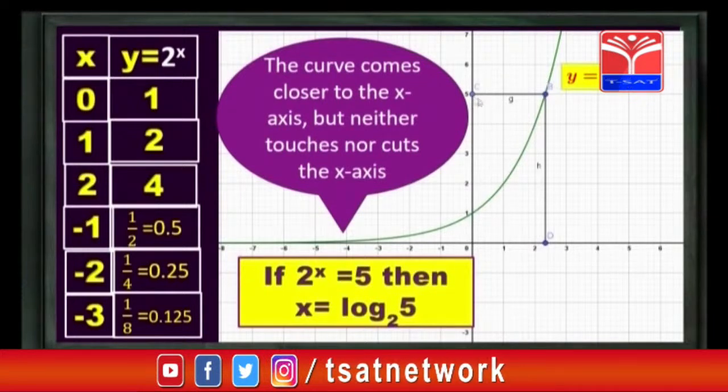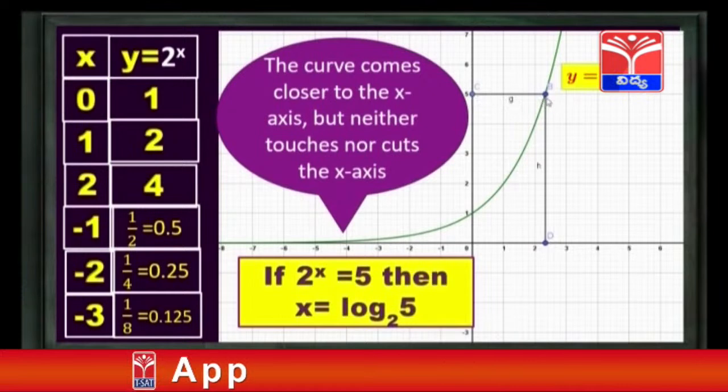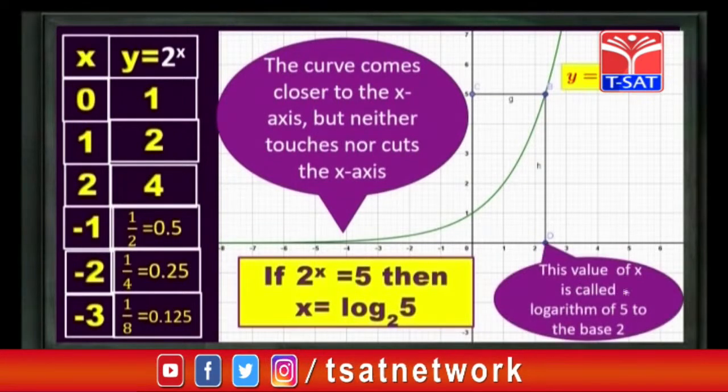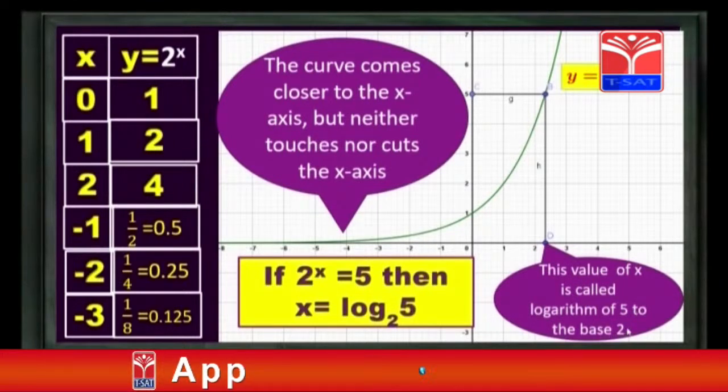If you observe the graph here, y is equal to 5. On the y axis, take 5, draw the parallel line which is touching the graph, and now draw the perpendicular line which is touching the x axis at D. This D is called the x value, which we can say is called the logarithm of 5 to the base 2.